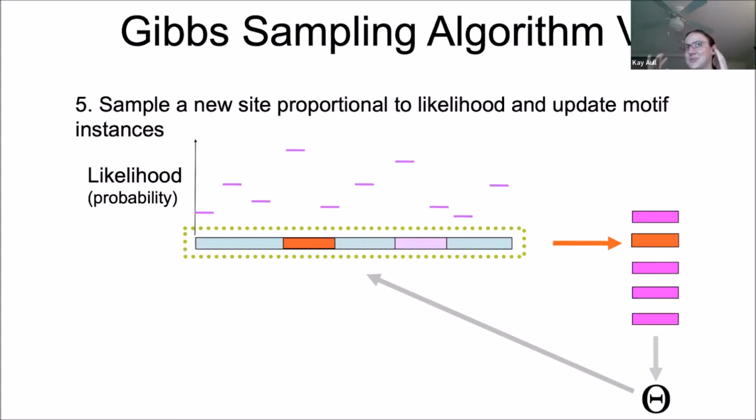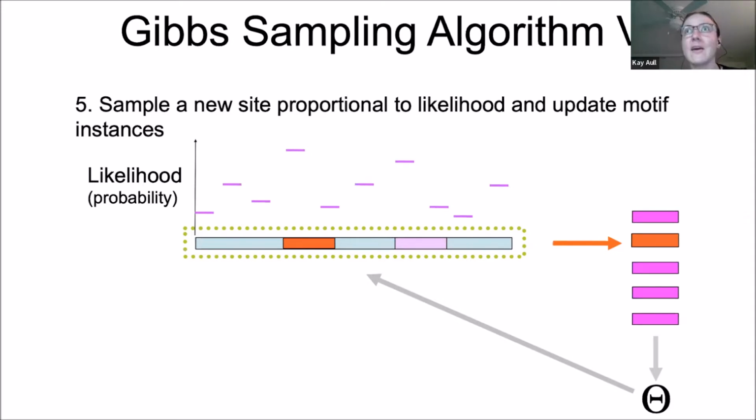You have to live in the happy medium where you're mostly biasing towards the good sequences, but you are also exploring your space. So you're sampling proportional to the likelihood that this is actually part of your motif in training.